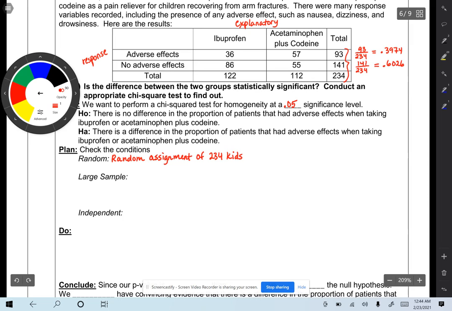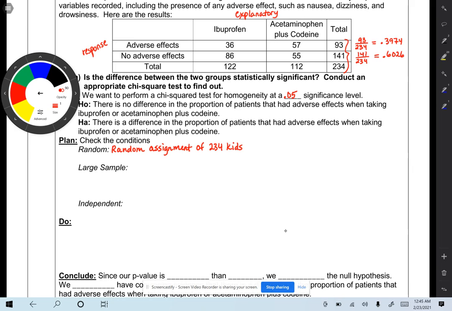For our large sample, we are going to look at those expected proportions. So for the ibuprofen, it'd be 0.3974 times 122, and that gives us 48.5, which is greater than or equal to 5. And then take 0.6026 times 122, and that gives us 73.5 for no adverse effects.